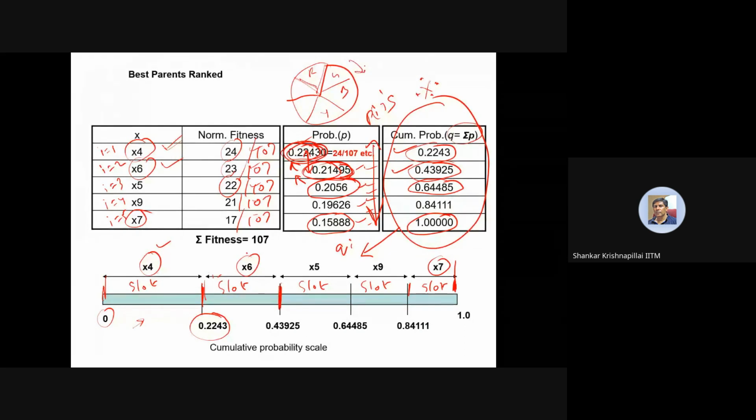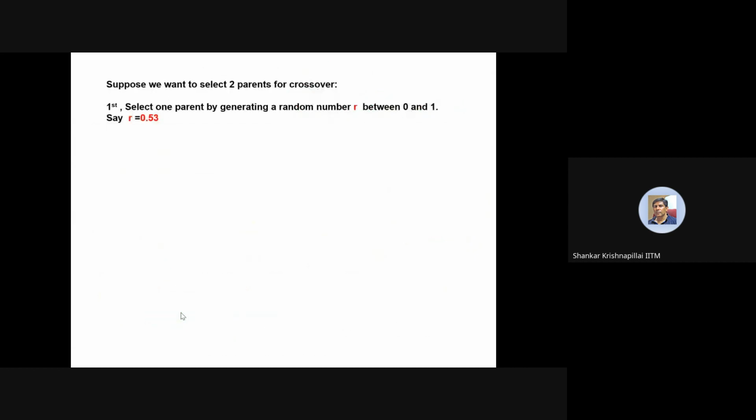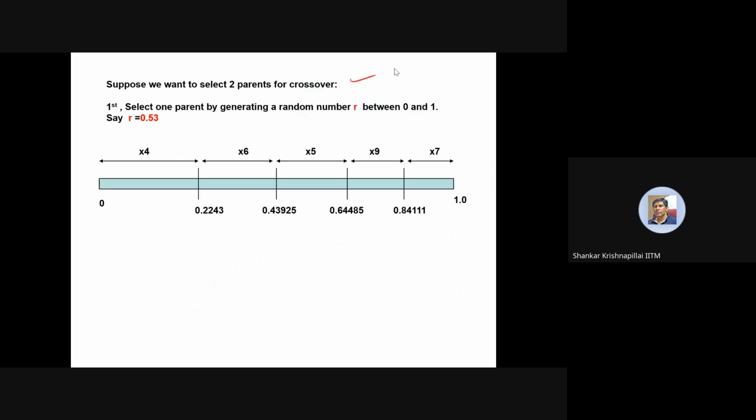This roulette wheel will be rotating and you have to throw a ball. If the ball falls in this sector, it will have a certain number of points. If the ball falls in this blue sector, it will have a different number of points. And if the ball falls in this sector, it will have another different number of points for the gambling. So the same thing is done here. So where is the ball here? The ball is actually a random number which we generate. So suppose we want to select two parents for a crossover. This is our roulette wheel, or we can call it a roulette slide.